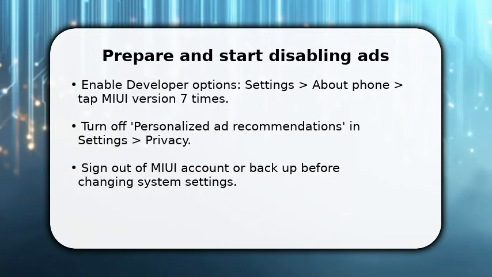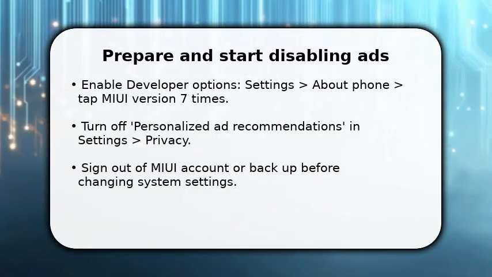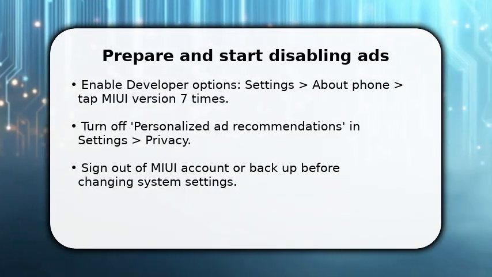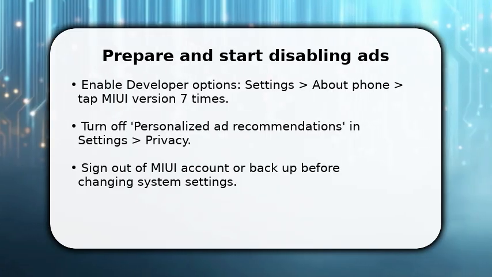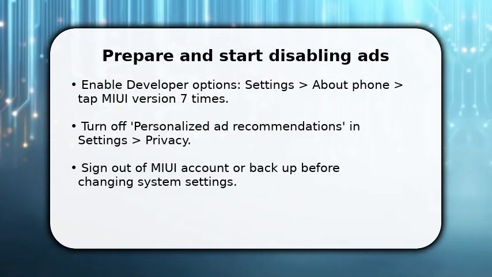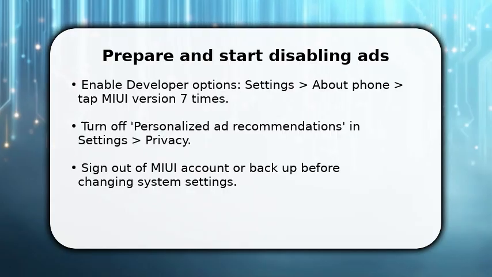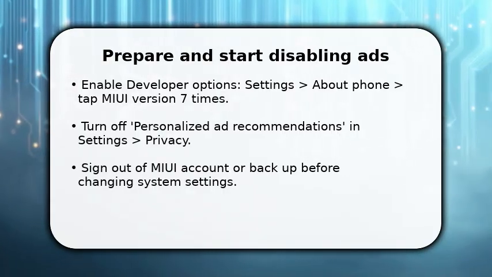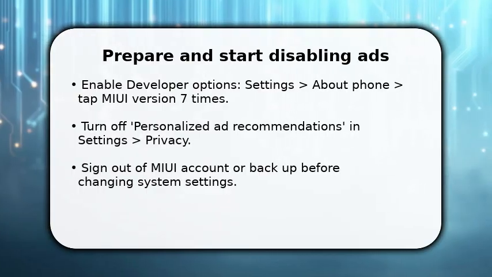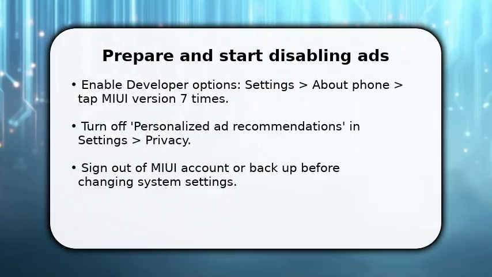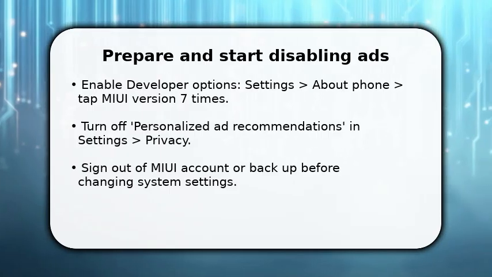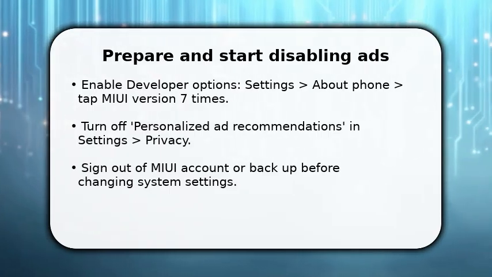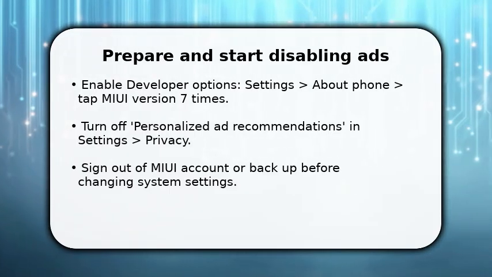You begin by enabling developer options and turning off ad profiling so the system stops serving targeted content. First, open Settings and tap MIUI version 7 times to unlock developer options. Once done, go to Privacy and disable personalized ad recommendations. Make sure you're signed out of your MIUI account or have a backup before modifying system services.